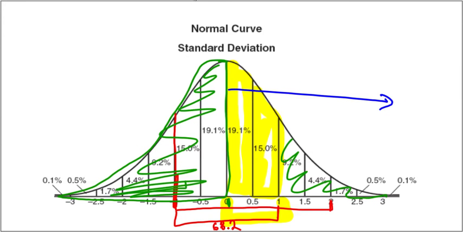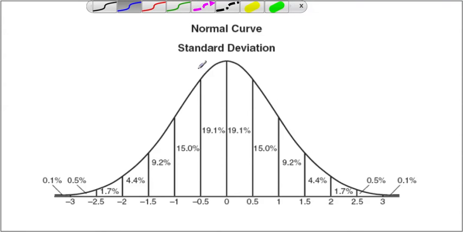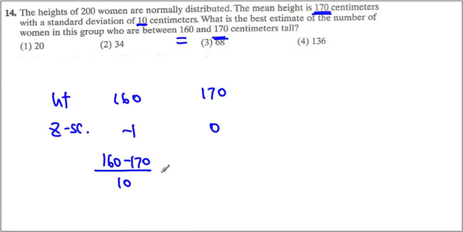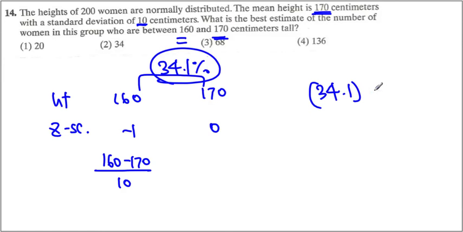If you go with this normal curve, I'm going to erase what was here before. We are looking at from 0 through negative 1, right over here. Then we are looking at about 34.1% of the people in this section. But this is out of 200 people, so we have to look at 34.1% times 200. That must be equal to 68.2 people. So it's about 68 people. So that will be our final answer. Alright, that's it. I'll see you later. Bye-bye.